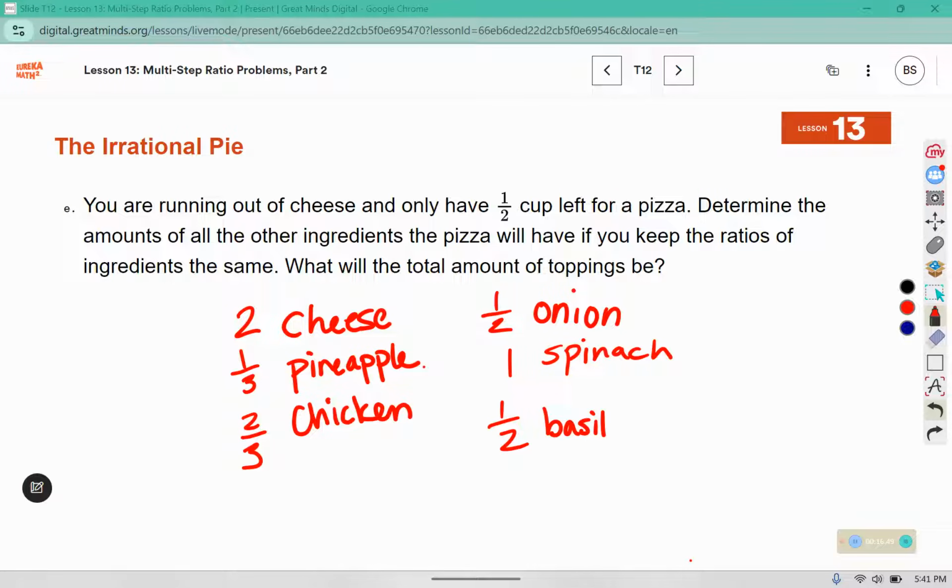So we are going to split it up. We had a 1/2 cup, but originally we had 2 cups of cheese. So that is 1/2 times 1/2, because this is going to get flipped over, which means we need 1/4 of all of these ingredients. So we're multiplying by 1/4.